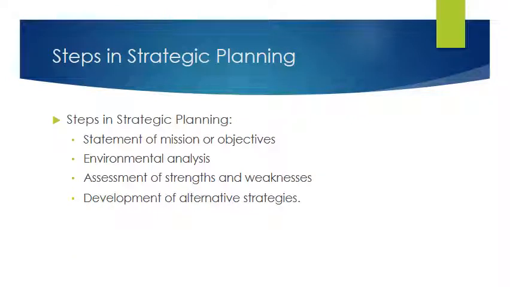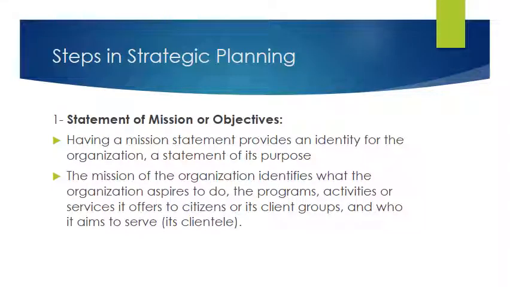So, how do organizations make their strategic plans? The first step in making a strategic plan for the organization is to identify the mission of the organization, or the main objective of the organization. This is like the identity of the organization. It's a statement that describes the purpose for which the organization exists, why the organization is there, what its main function is, what it aspires to do, what its main activities or programs and objectives are, and who are the groups of citizens or clients that this organization aims to serve.